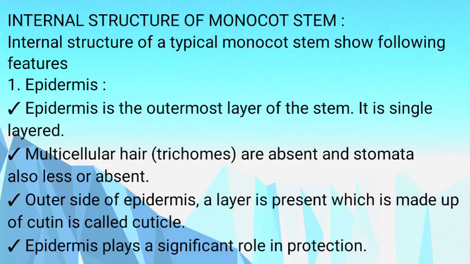Epidermis plays a significant role in protection of the stem. Remember, in monocot stem, epidermis is as usual a single, outermost layer. But trichomes are absent, stomata are less in number or absent, and cuticle is present. The main function of the monocotyledonous stem epidermis is protection.